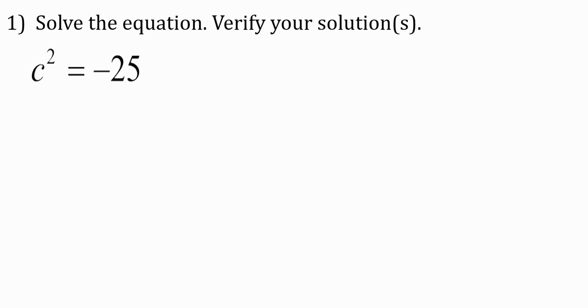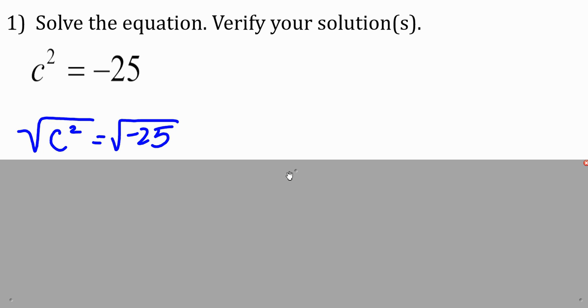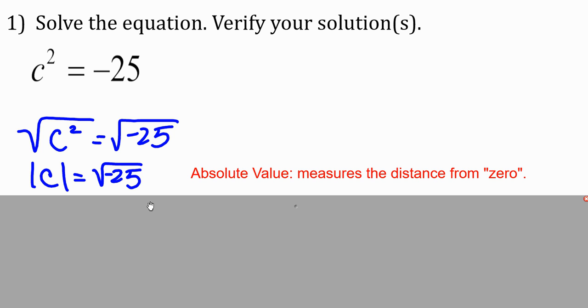Well, how about this equation? How can we solve for c? Well, right now c is squared, so how do you undo that? You would take the square root of each side. So again, taking the square root of something squared turns into the absolute value. And notice how we have the square root of -25. This is similar to what we were working on in our previous lessons. Can we simplify this radical?